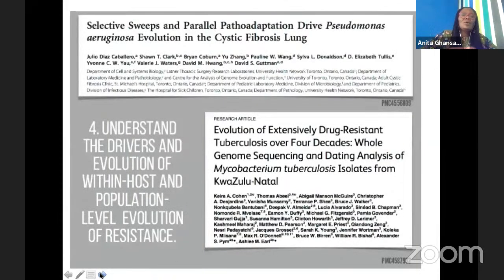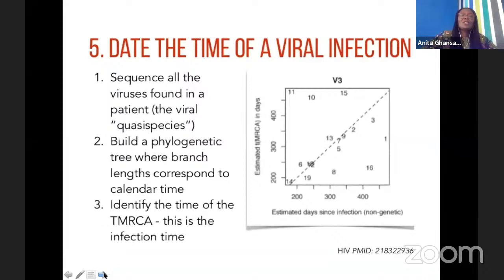We can also use sequencing data to understand the drivers and evolution of within-host and population-level evolution of resistance to these pathogens. Next, what else we can do is to track the date and time of an infection, not only viral infections. From our phylogenetic tree, we can pinpoint the actual time of origin of a new variant in the population.